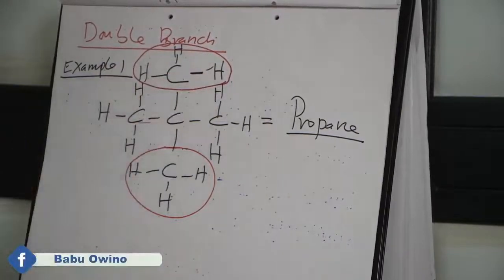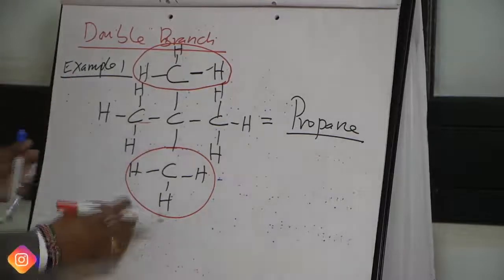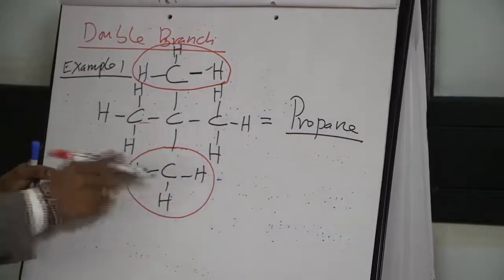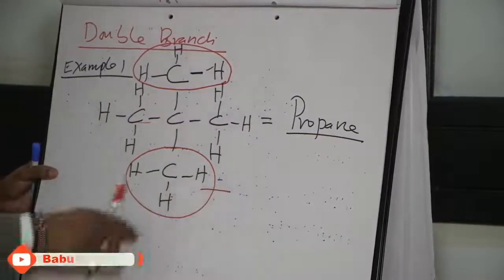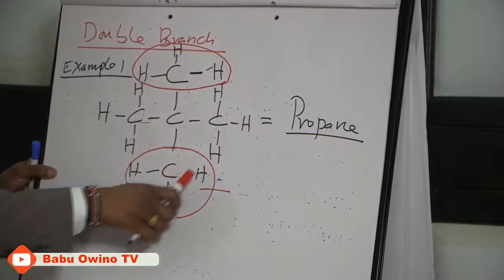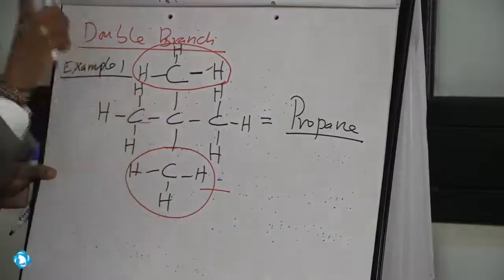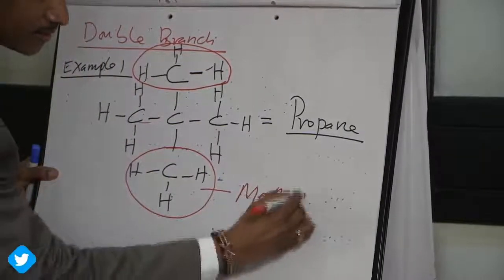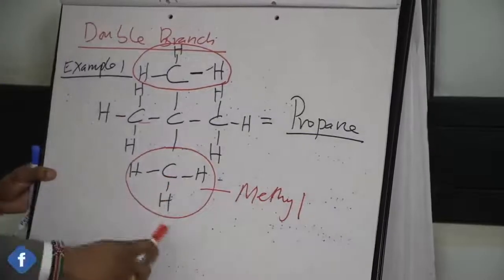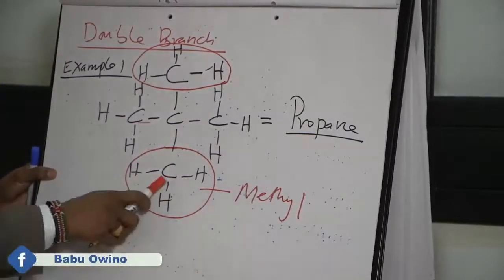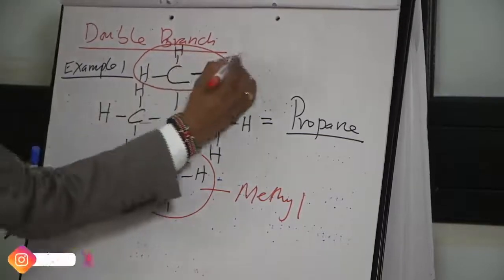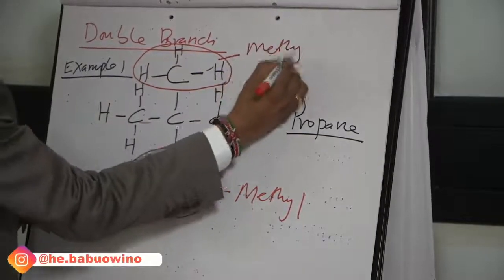Class, be keen here. Which type of branch do we have? Deal with them independently, individually. So when we start with this, 1 carbon atom, 3 hydrogen atoms, 1 hydrogen atom less, methyl group. Remember, methyl group. If there were 2 carbons, ethyl group, but now here is a methyl group. Same to this, it is also a methyl group.